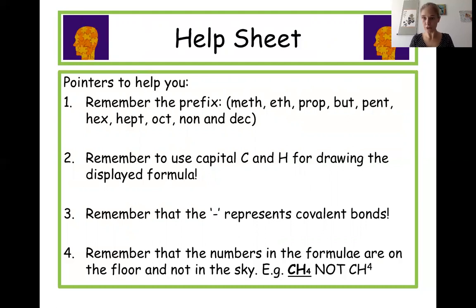Remember that the little dash, the line in between, is a covalent bond. 1 dash means 2 electrons, 2 dashes means 4 electrons, 3 dashes means 6 electrons. And remember the numbers in the formulae are in the floor and not in the sky, so it's CH subscript 4, not CH superscript 4.